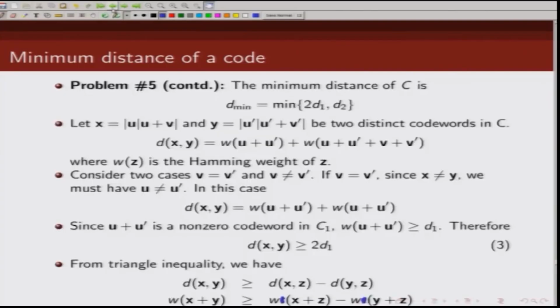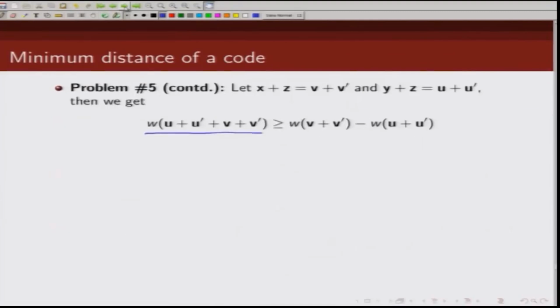Next, what we had was the weight of x plus z. What is the weight of x plus z? The weight of x plus z is the weight of v plus v prime, and similarly the weight of y plus z is given by this. Okay. So this is lower bounded by this quantity, and this is lower bounded by this quantity.